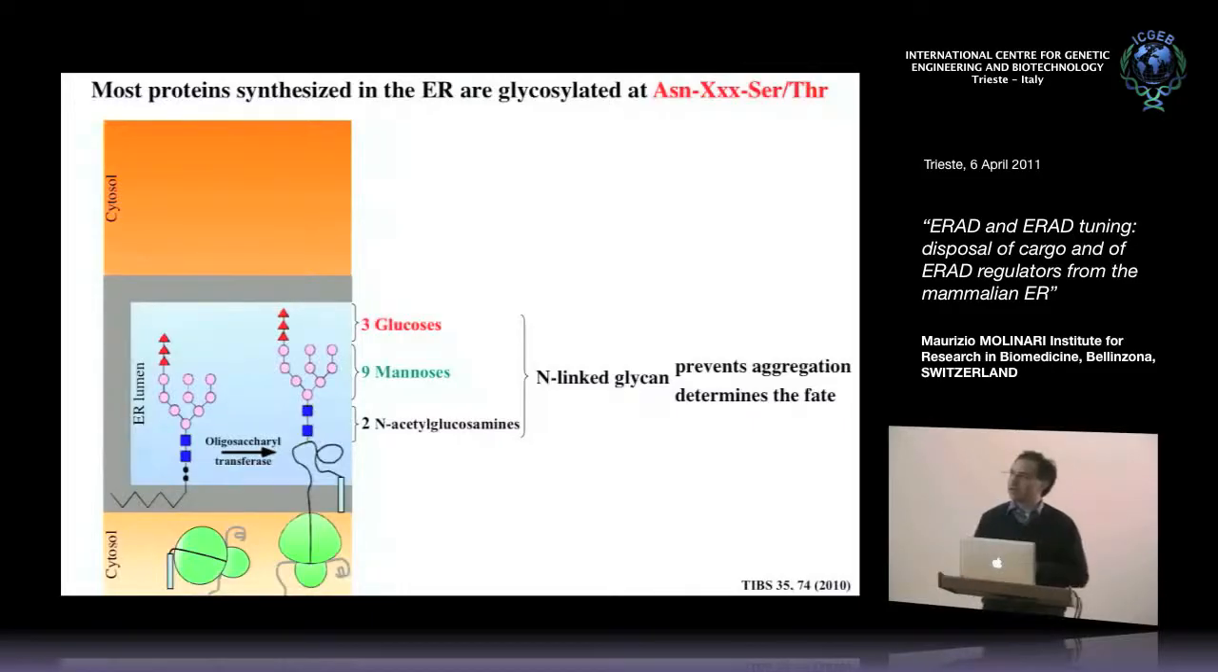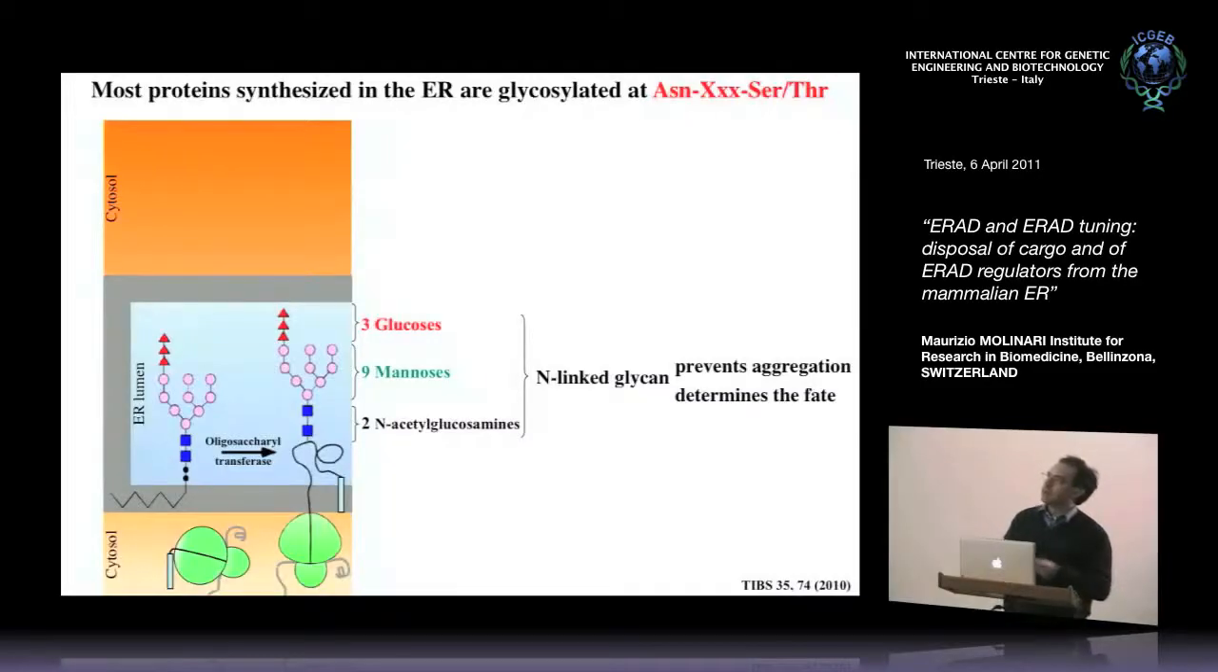Most of the proteins that enter the endoplasmic reticulum are modified. There is addition of sugars. So there is a pre-assembled oligosaccharide bound to a lipid in the endoplasmic reticulum membrane, which is transferred by oligosaccharyl transferase on the nascent chain. And it is transferred on the nascent chain every time that you have a sequence of asparagine, any amino acid, serine or threonine. When such a sequence appears in the lumen, there is transfer of a sugar.